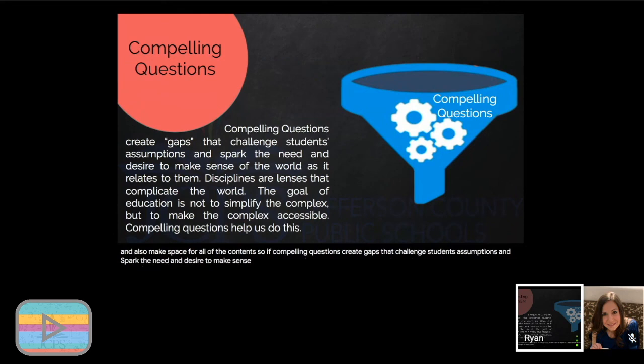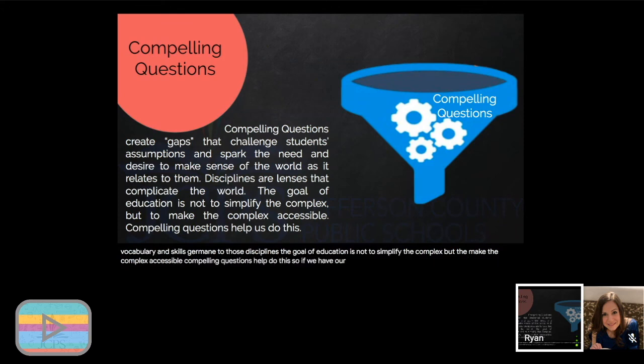If compelling questions create gaps that challenge students' assumptions and spark the need and desire to make sense of the world as it relates to them, disciplines are lenses that complicate the world. It's a way of being able to see things from multiple perspectives, because that's what the disciplines provide: vocabulary and skills germane to those disciplines. The goal of education is not to simplify the complex, but to make the complex accessible. Compelling questions help do this.